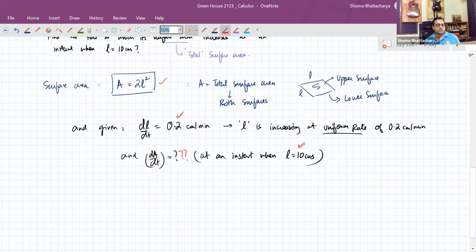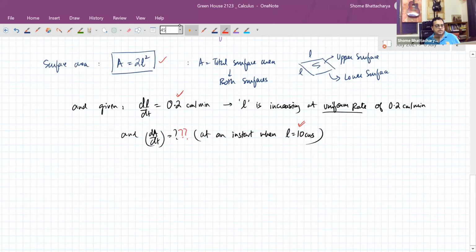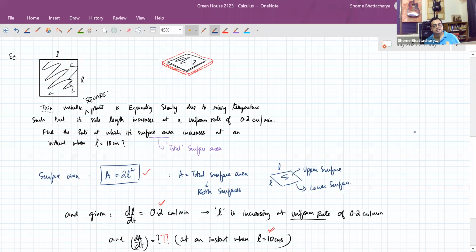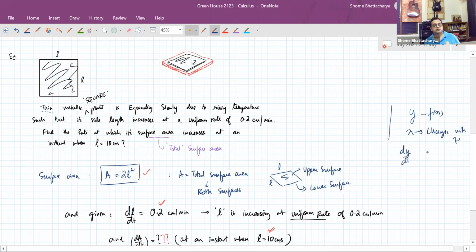So just try to apply that concept that we saw above, that if y depends on x, and x is changing with time, then dy by dt will be equal to dy by dx into dx by dt. This is the chain rule application. So here I've written it for general parameters x and y with respect to time. Now you apply this to this situation. Think yourself how you'll apply it. Okay. We'll discuss.